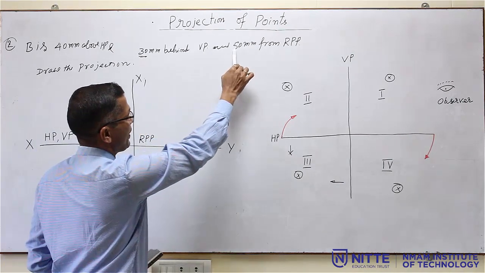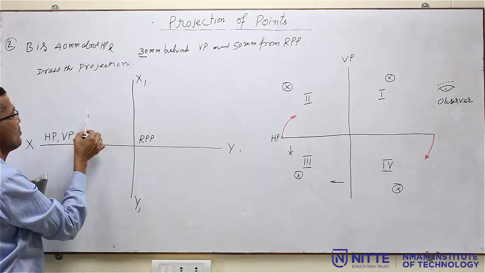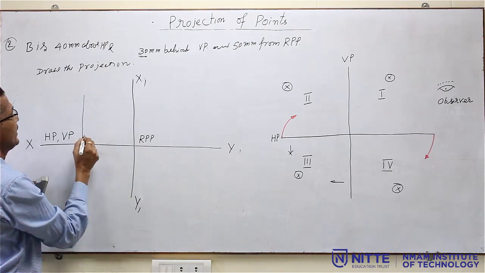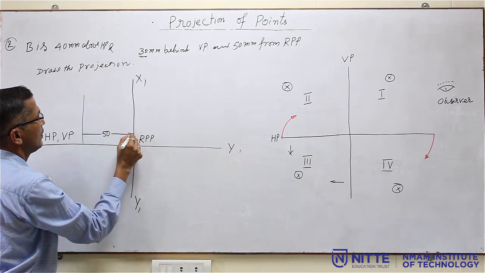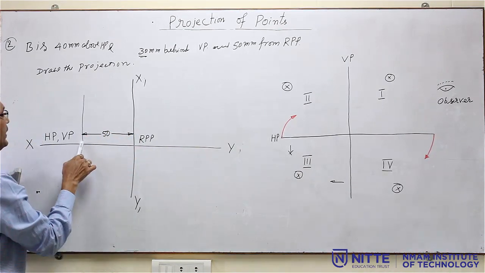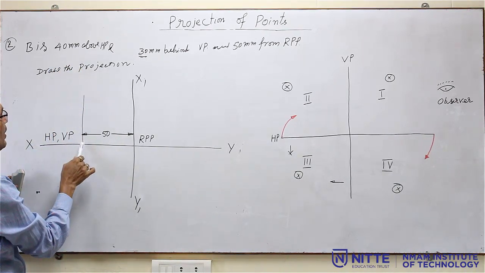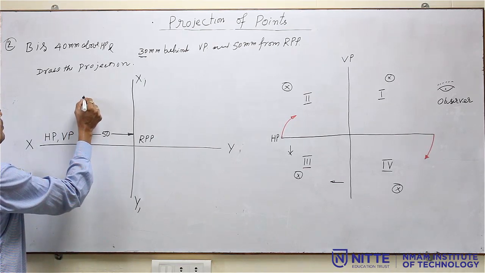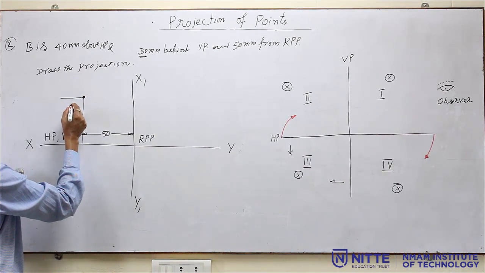Now, from profile plane it is 50 mm. So, from profile plane you measure a distance of 50 mm and draw a light line. So, this distance is 50 mm. Then on this line you have to mark the point. What is that? 40 mm above HP. So, from here you measure a distance of 40 mm. So, this distance is 40 mm.